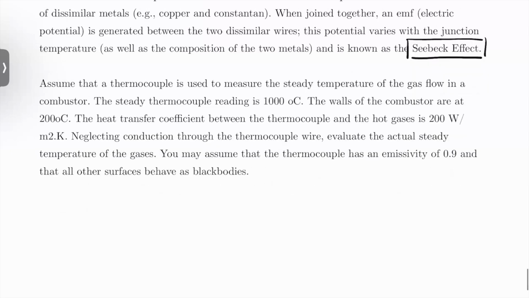All right, so if we assume that a thermocouple is used to measure the steady temperature of the gas flow in a combustor, the steady thermocouple reading is 1,000 degrees C. The walls of the combustor are at 200 degrees C. The heat transfer coefficient between the thermocouple and the hot gases is 200 watts per meter squared Kelvin. If we neglect conduction through the thermocouple wire and want to evaluate the actual steady temperature of the gases, we can assume that the thermocouple has an emissivity of 0.9 and that all other surfaces behave as black bodies.